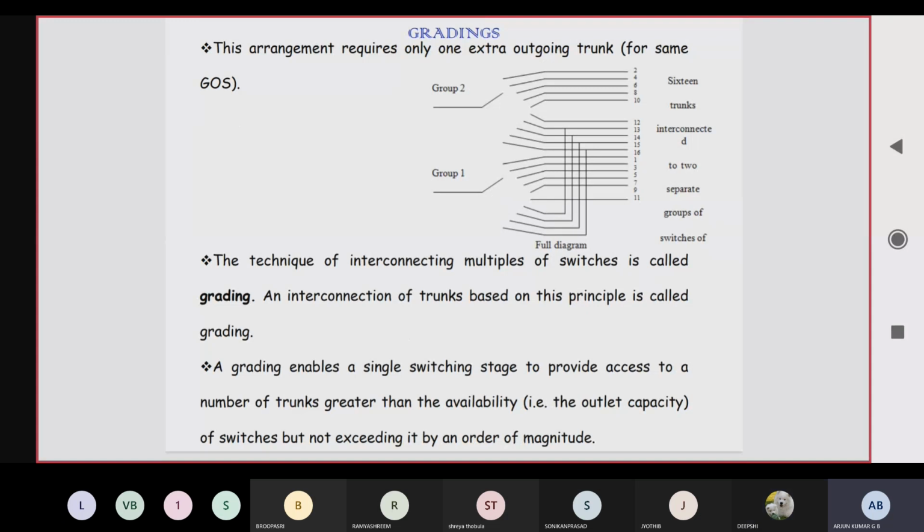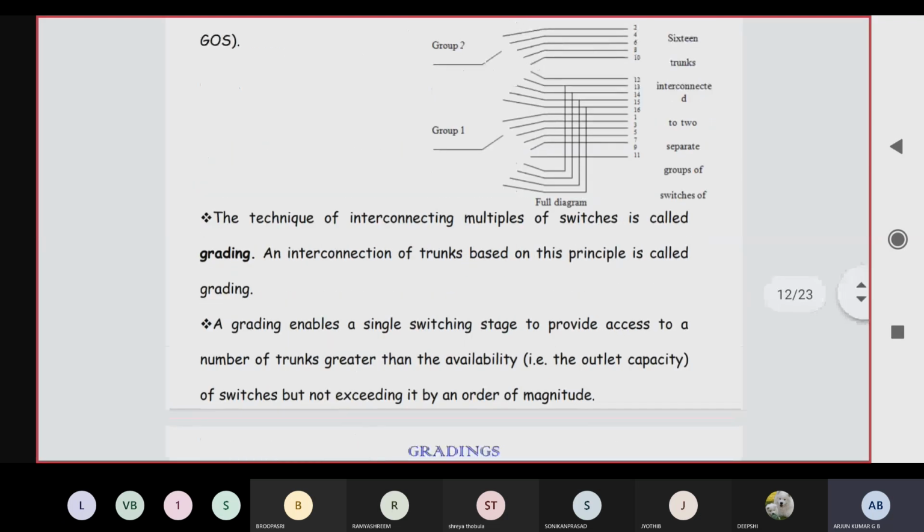No, sir. See, I will say once more: grading is nothing but an interconnection between the groups, an interconnection of the trunks based on the principle of grading. That is called GOS, the grading of service. The arrangement requires only extra outgoing trunks for the same GOS. The technique of interconnecting multiple switches is called grading. Here group 1's 4 trunks and group 2's 4 trunks are interconnected, and that is called grading.